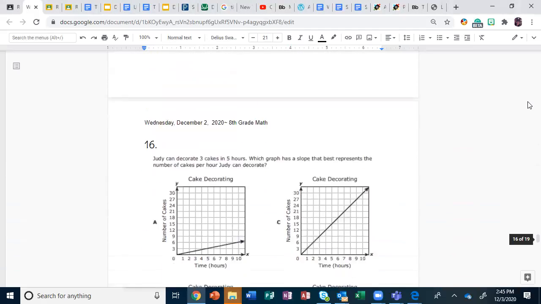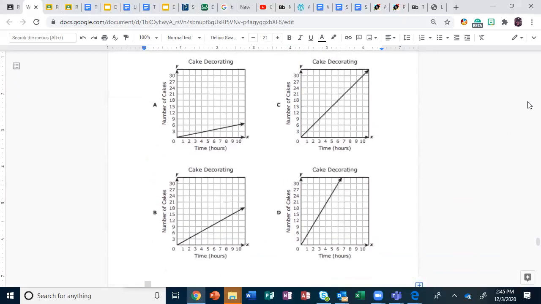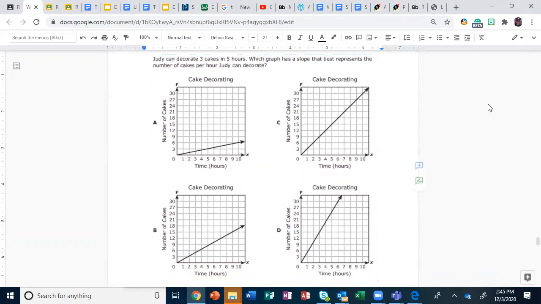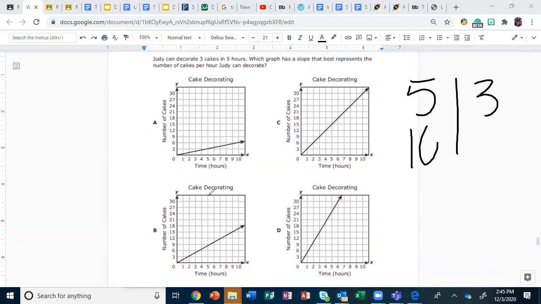Let's look at question 16. Question 16 is exactly like those that we've been doing lately. It says that 3 cakes take 5 hours, correct? Yes. So we're going to say 5 hours is equal to 3 cakes. How many cakes would I do in 10 hours? 6. So let's do this.